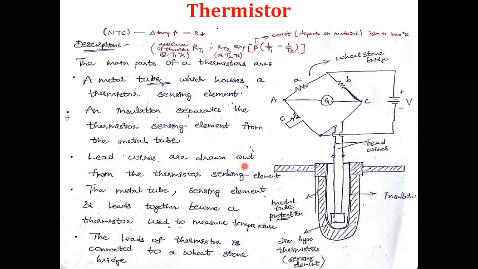Lead wires are drawn from the thermistor sensing element. These two are the lead wires drawn from the thermistor sensing element. We are going to draw these lead wires from the thermistor sensing element.